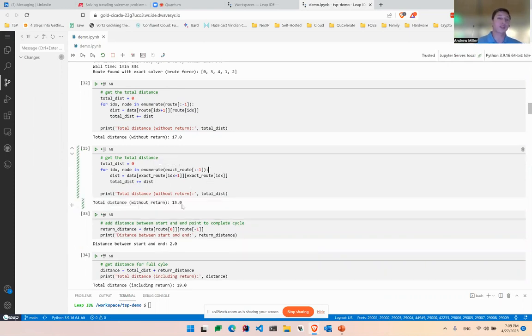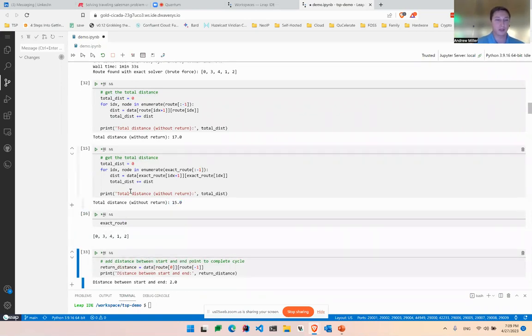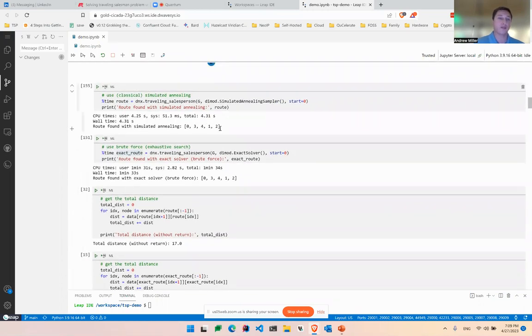The exact algorithm obviously found the best result, but it took a while. The distance was 15, basically the most optimal loop. You can also print out the loop by printing this variable. I actually printed it out right here, so you can see what the route is.